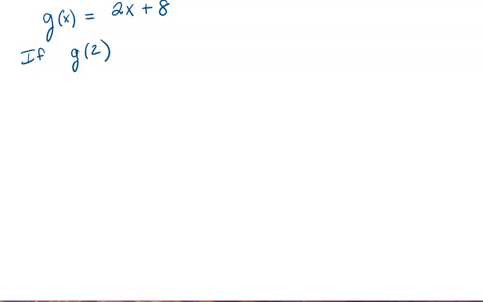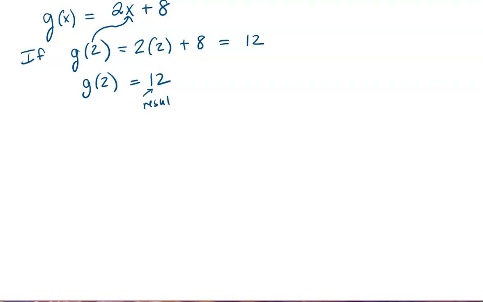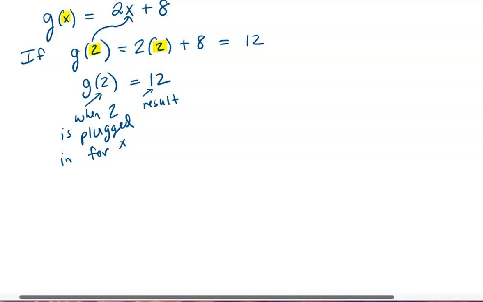Hopefully you're realizing that that means I have to take 2 and plug that in for x and then evaluate. And then I get 4 plus 8, which is 12. And then I'd say, g of 2 equals 12, because it's the result I get when I plug in 2 for x. And that's what g of 2 means, right? The 2 that I put in the parentheses is where the x gets plugged into the expression in g of x, where the x used to be.